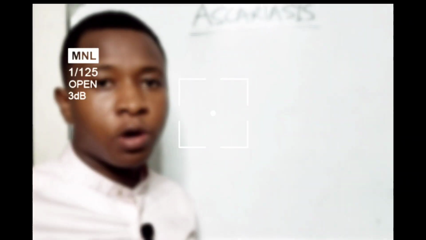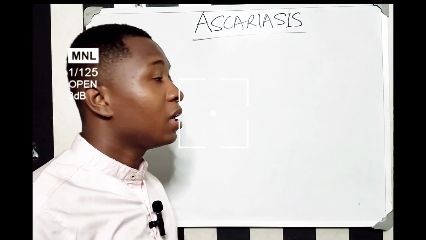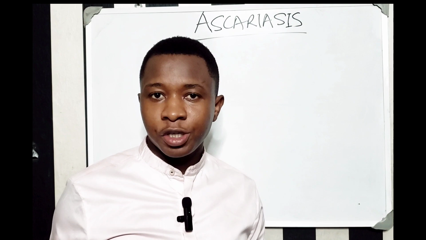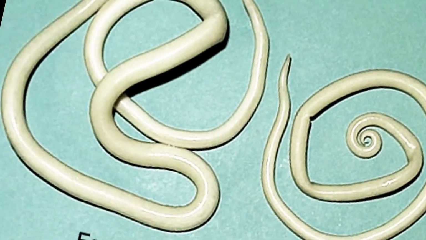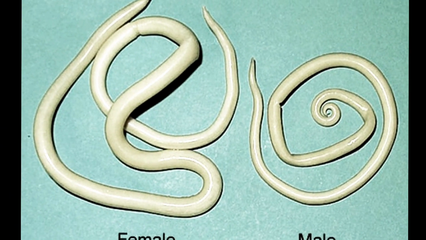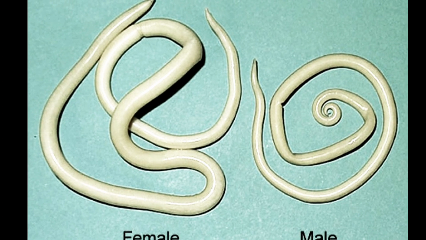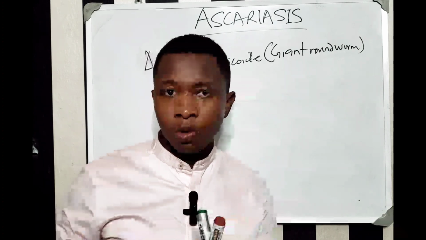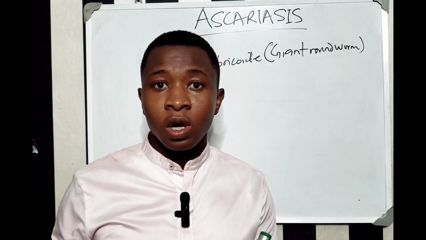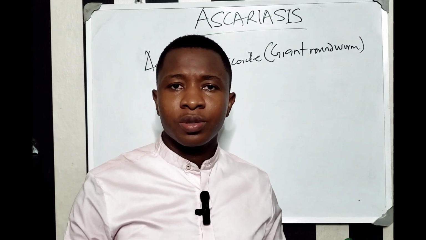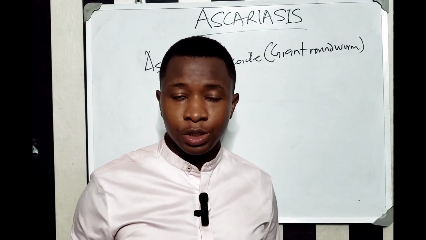Hello guys, so in this video we are going to be talking about Ascariasis. Now Ascariasis is a helminth infection that is caused by Ascaris lumbricoides. This is also known as the giant roundworm. It is a nematode, and it's prevalent in the tropical and subtropical regions of the world, and also in regions where there is minimal or no sanitation.